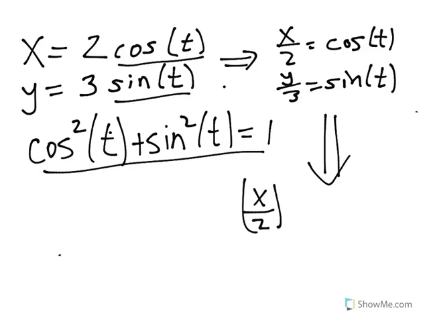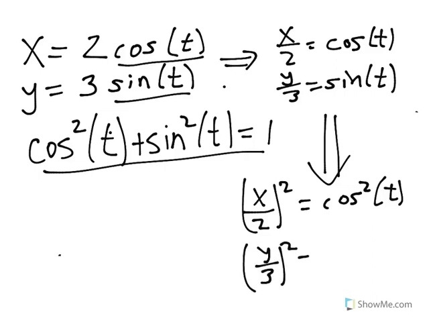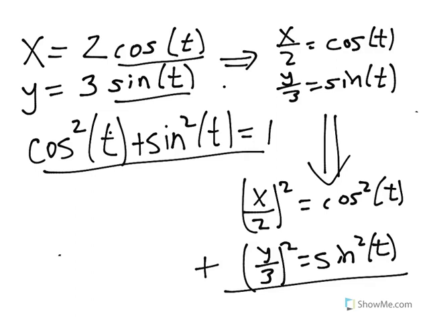So you get x over 2 squared equals cosine squared of t, and y over 3 squared equals the sine squared of t. Now we said earlier that substitution and elimination are good strategies. Use the idea of elimination here. Add both these two equations together. Look at what you get on the right side. Now that we isolated cosine and sine and squared both sides, we have a cosine squared and a sine squared. When you add those together, on the right side you just get 1.